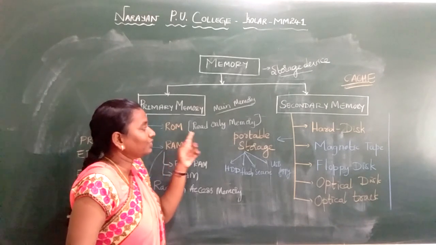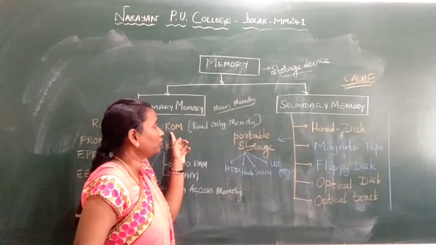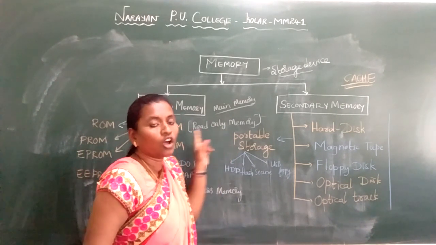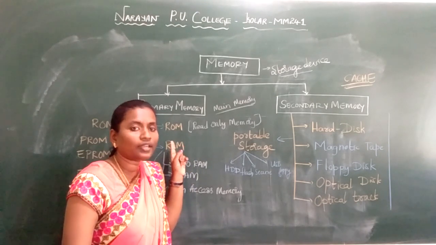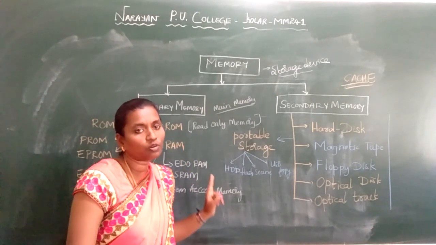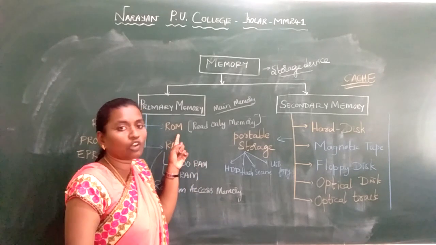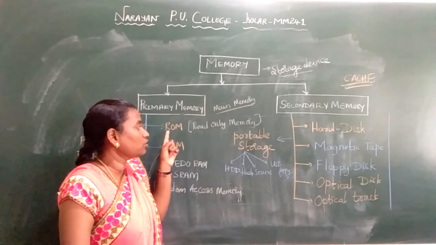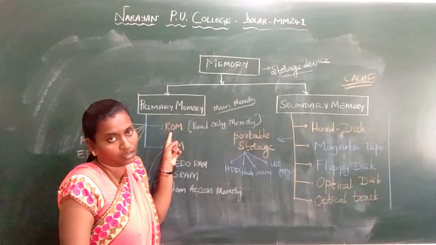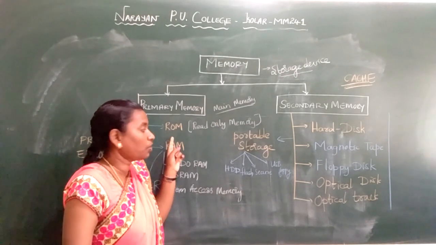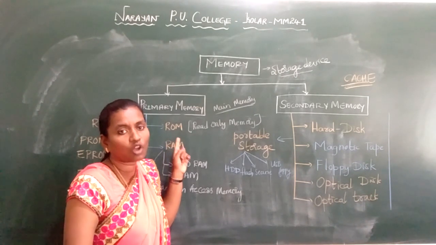Next, ROM. The abbreviation for ROM is read only memory. ROM is also called non-volatile memory. That means even if the power goes off, or even if you switch off your CPU, the content in the ROM will not be erased. So it is also called permanent memory. This is temporary, this is permanent, this is volatile, and this is non-volatile.